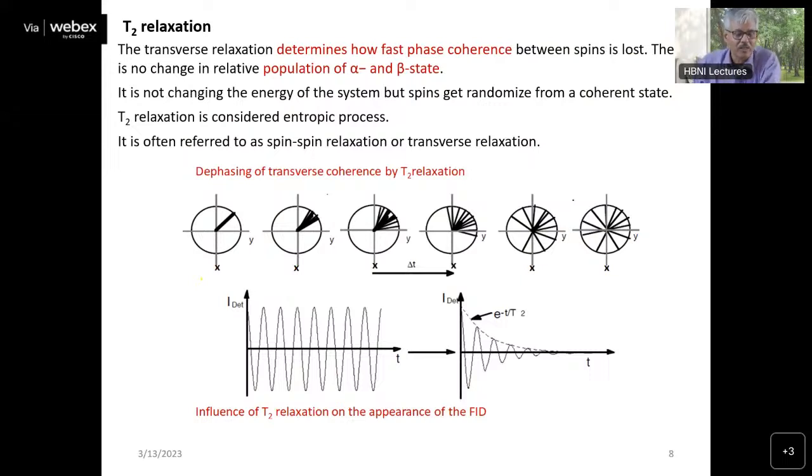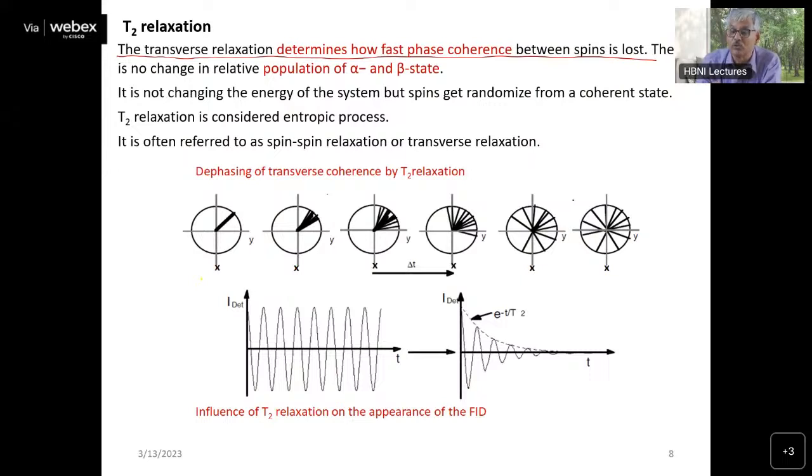Now I'll come to the other relaxation, that is called the T2 relaxation, and this is also called the transverse relaxation. This determines how fast the phase coherence is lost. It happens in the XY plane. Once you bring the magnetization into the XY plane, the phase coherence between the spins is lost. That is nothing but your T2 relaxation.